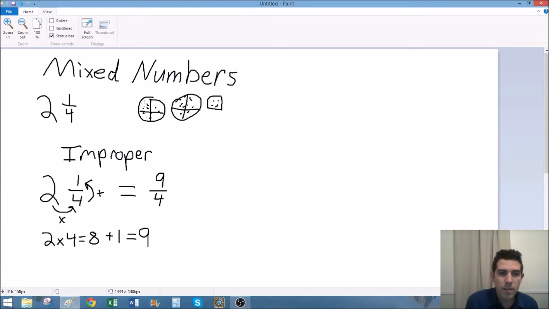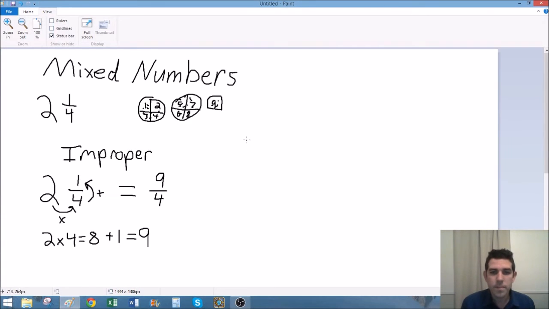If I were to come up here and count slices, I would see 1, 2, 3, 4, 5, 6, 7, 8, 9 fourths. And so again, all we got to do is multiply the whole number by the denominator and then add it to the numerator and keep it over the original denominator.